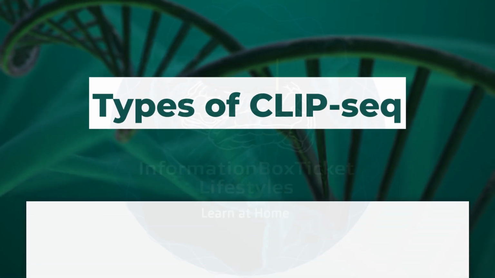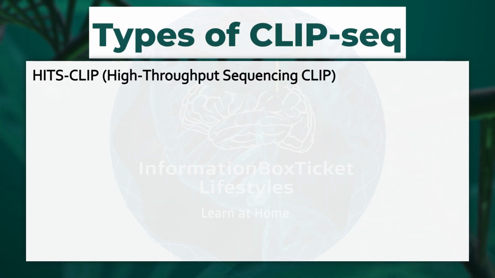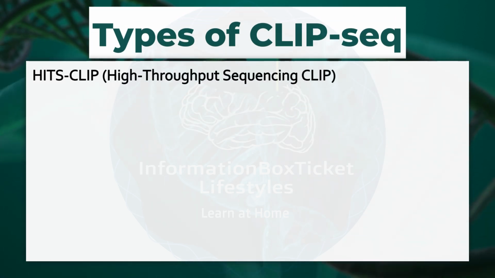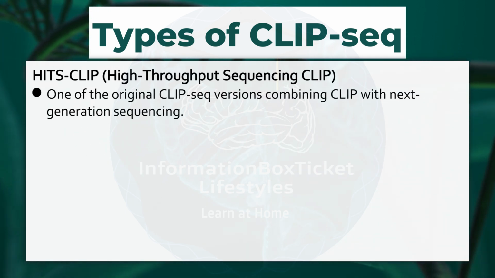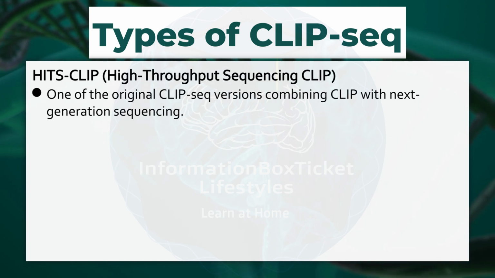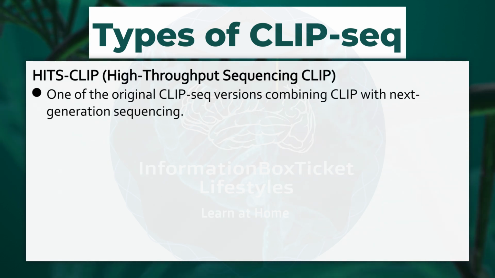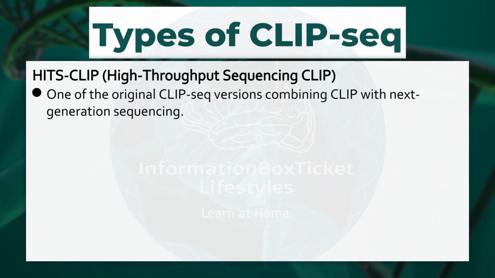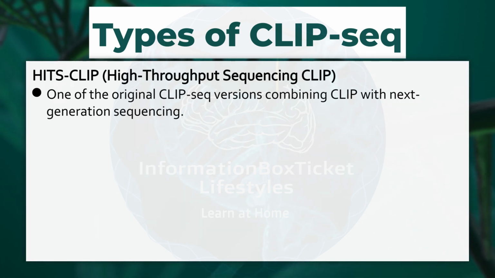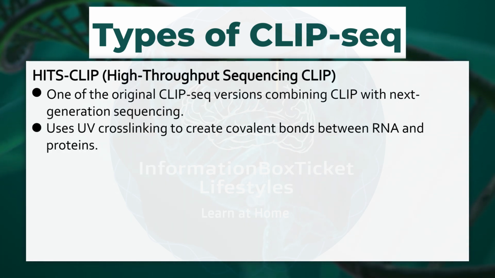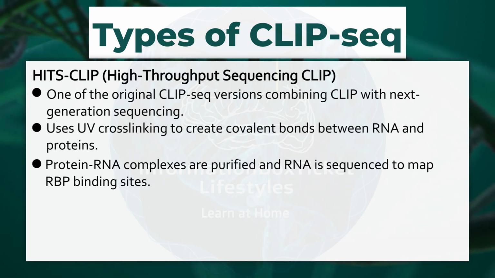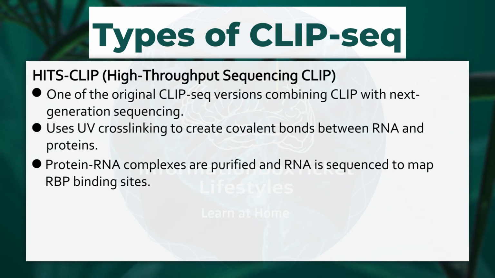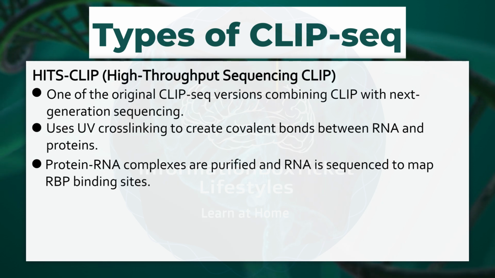Types: High-throughput sequencing, crosslinking, and immunoprecipitation. One of the original crosslinking and immunoprecipitation sequencing versions, combining crosslinking and immunoprecipitation with next-generation sequencing. Uses UV crosslinking to create covalent bonds between RNA and proteins. Protein-RNA complexes are purified, and RNA is sequenced to map RNA-binding protein-binding sites.